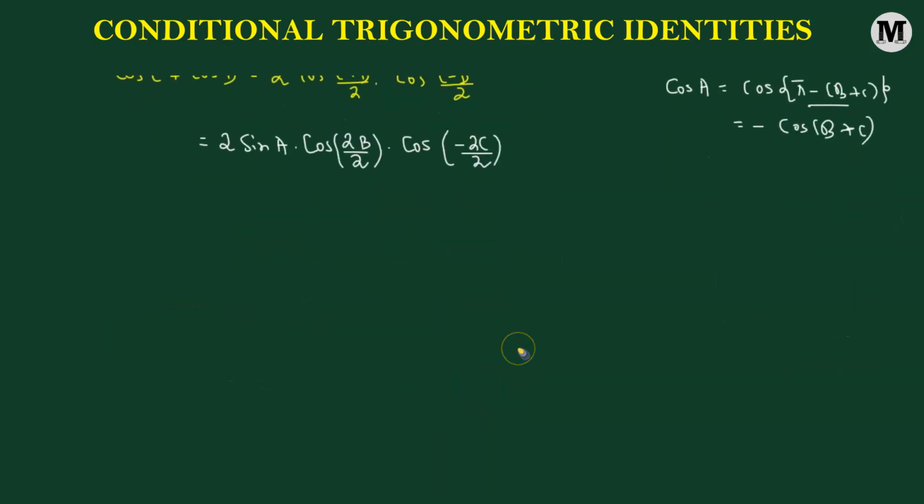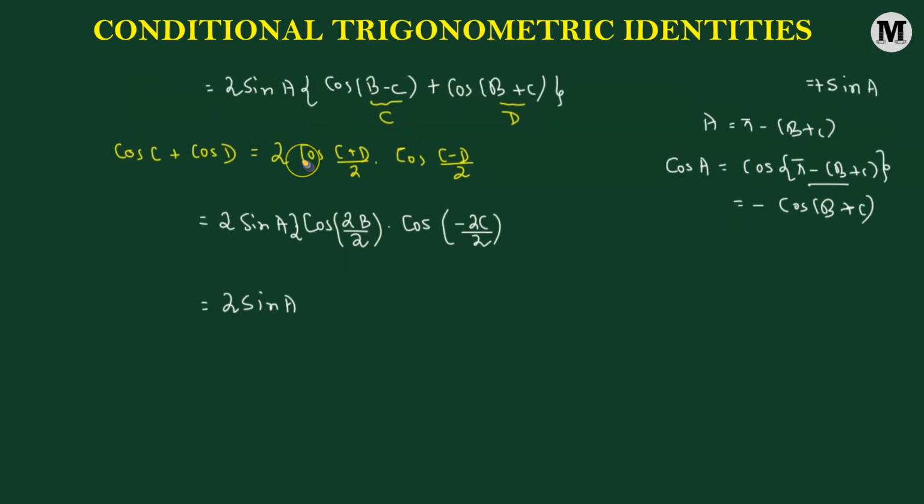Now we are going to further simplify to get 2 times sine of the angle A. I have missed out a factor 2 here, because in our standard formula we have this factor 2. So 2 multiplied to 2, this is going to give us 4. So we have actually 4 times sine of angle A multiplied to cosine of 2B over 2, that's simply cosine of angle B. Now we have cosine of negative 2C over 2, meaning we have negative C.